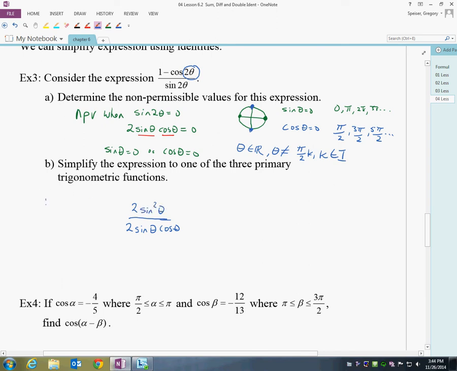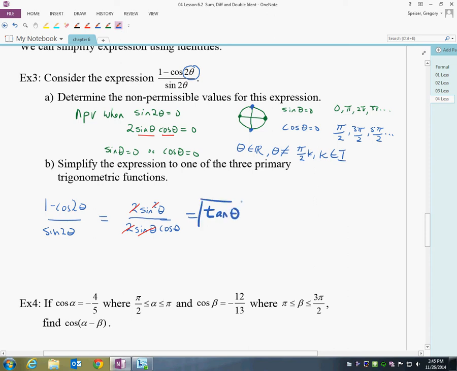Maybe I'll start off with this 1 minus cos 2 theta all over the sine of 2 theta. So that changes into this. And now I think you can see what's going to happen. 2 things are going to cancel out. My 2's cancel out, and I can divide both the top and the bottom by a sine theta. So this will cancel out, and the squared part will cancel out. So what do I end up with? I end up with sine theta over cos theta, which is equal to tan theta.